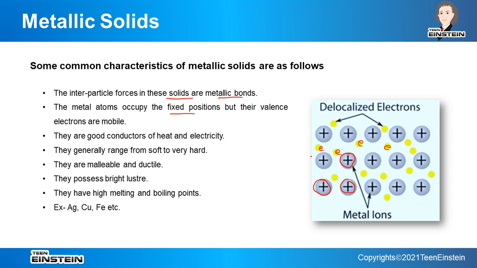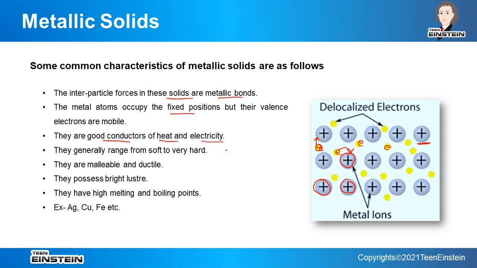So you cannot say that this electron belongs to this atom or this electron belongs to this ion. No, we cannot say that freely, because this electron may be coming from this cation. We cannot say that exactly, because they are free to move. Okay, so there is no fixed electron for each cation. They are actually floating in the sea of electrons. So electrons are mobile. So that is the reason they are very good conductors of heat and electricity.